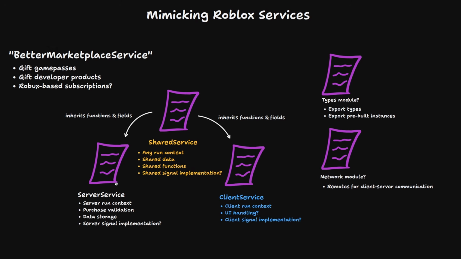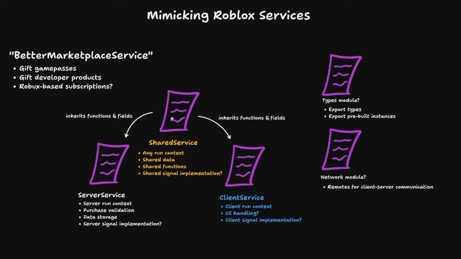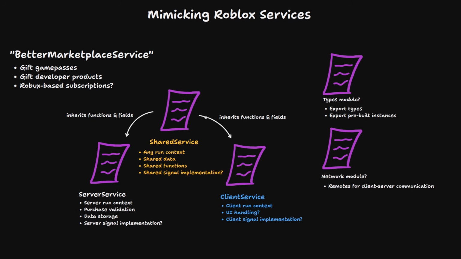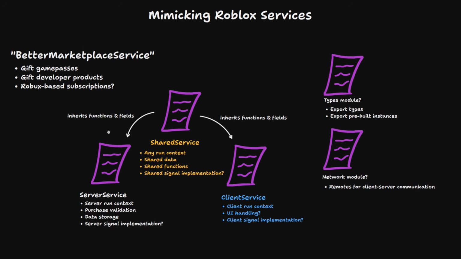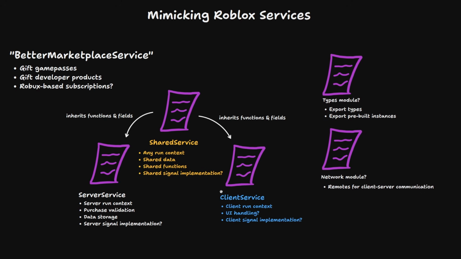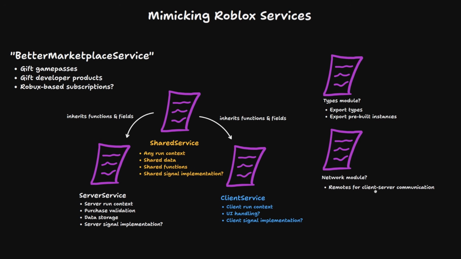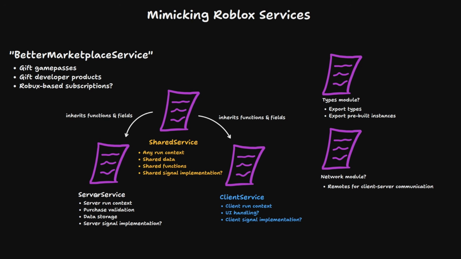And because both the client and the server service inherit fields from the shared service through something like maybe metatables, you could access everything in the shared service even if you only require the server service or the client service. And then this optional network module is going to be storing the remote events and remote function instances if you need that for communication between the client service and the server service.